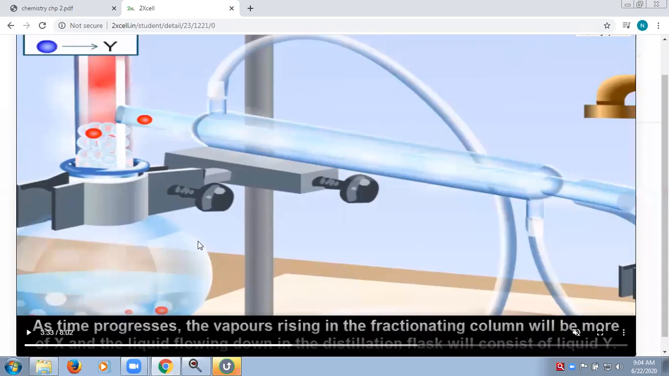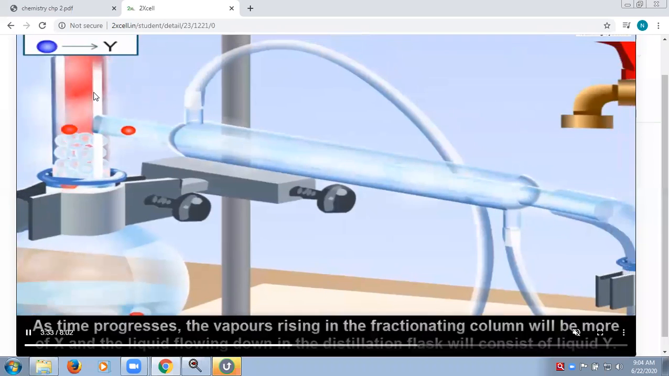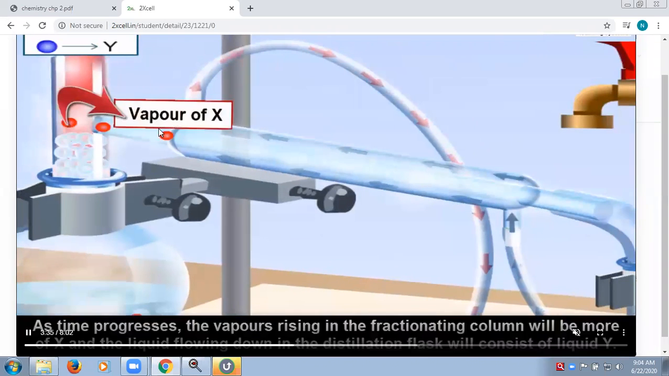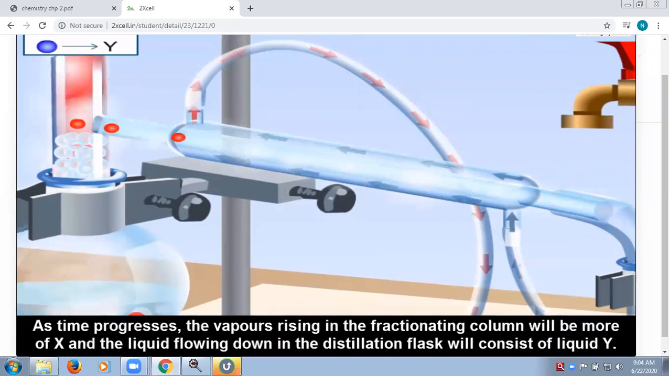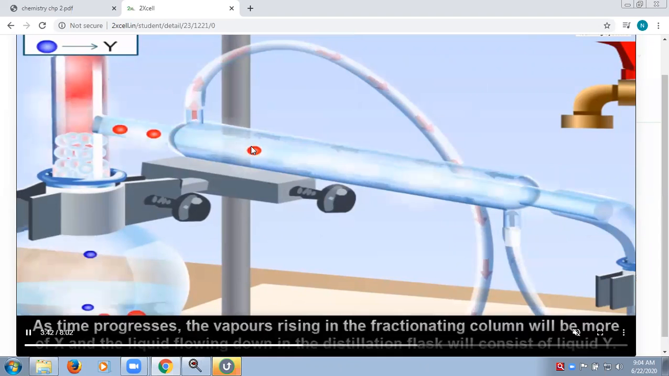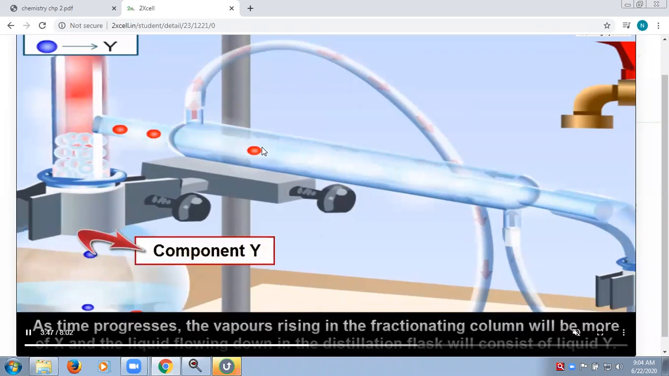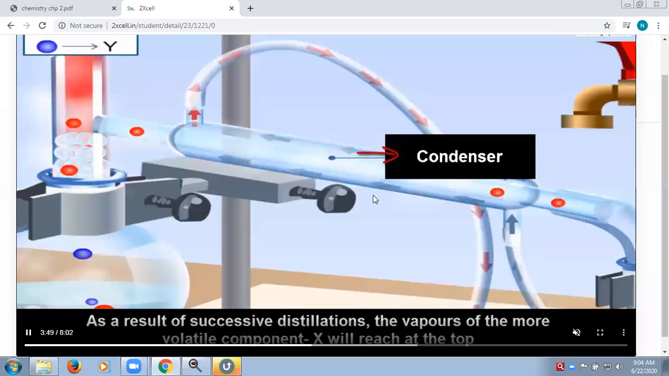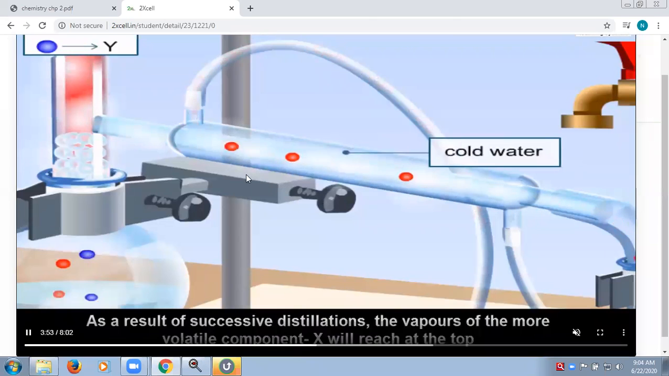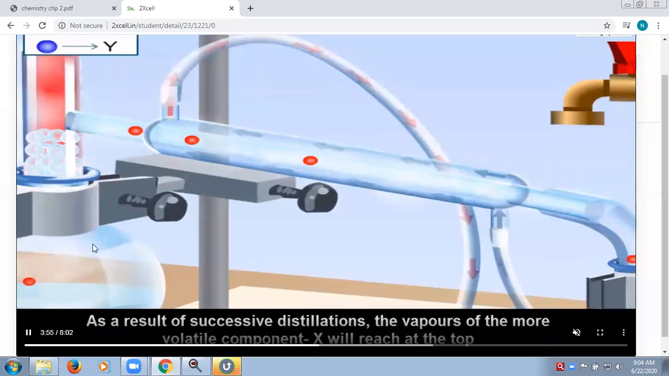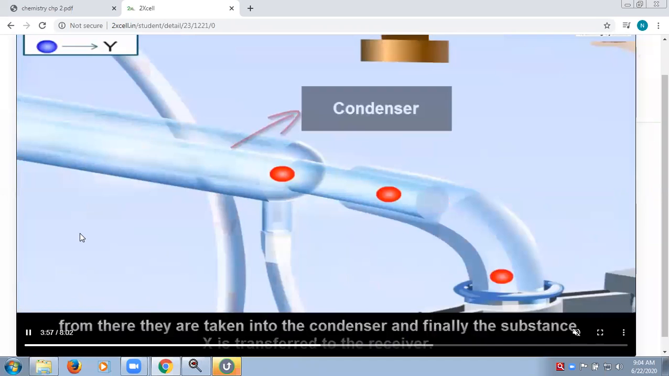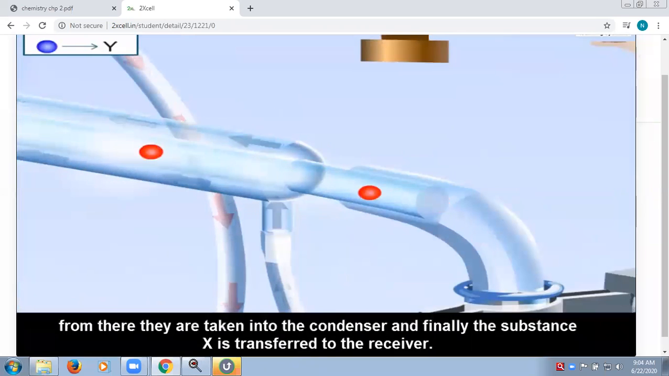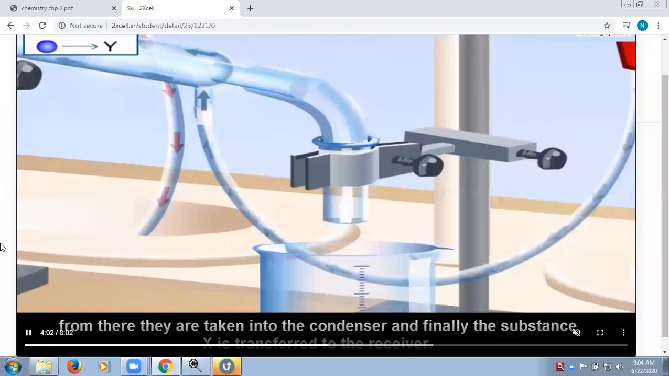These vapors of X now pass through the condenser. You can just see the red color, these are the vapors of X. They all pass through the condenser. In the condenser, there is a continuous supply of cold water, so it will get cooled down and finally will be collected in the receiver. Whereas the blue colored balls that are being shown over there, just see over here, the blue colored one, when you will see back.